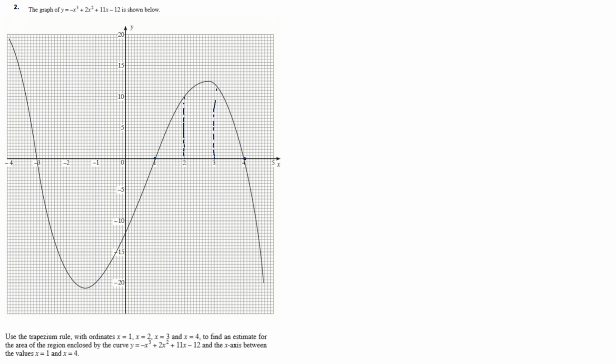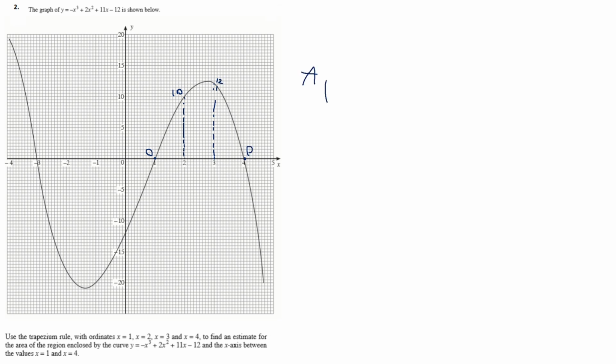So we have 3 trapeziums. If we want to, we can work out the area of each of these, but let's use the trapezium rule because it's so much quicker. At 1, we can clearly see that this is 0. At 2, it's 10. At 3, I would say that this is 1, 2, 3, 4, 12, I think is a good estimate. And then this is 0.